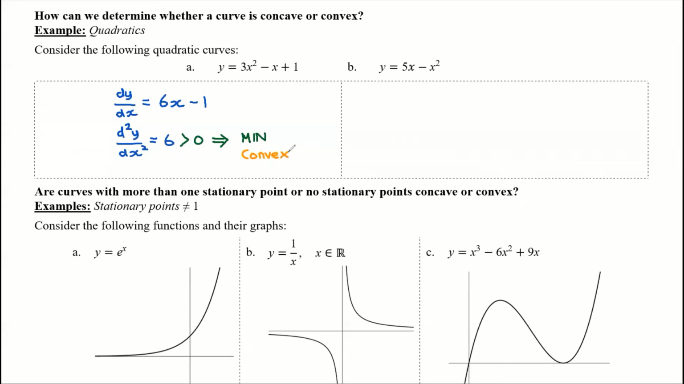Okay, so convex. Now remember, the minimum looks like that. If we go around the shape from left to right, we're moving in an anti-clockwise direction. So there's all these little pieces we can put together just to explain it. Okay, so that's convex. Now, if we look at example B, again, we'll just do the first derivative.